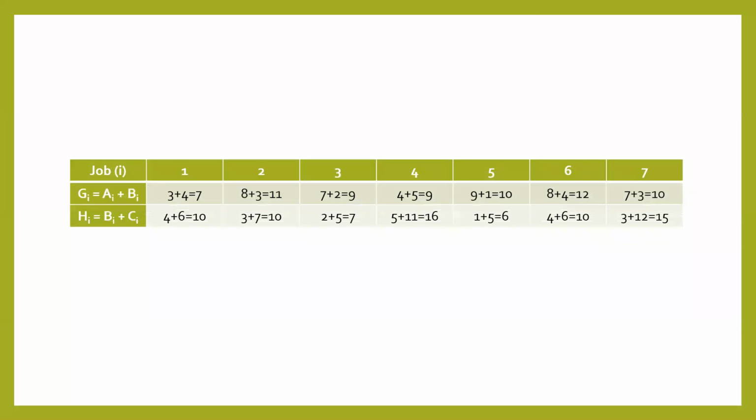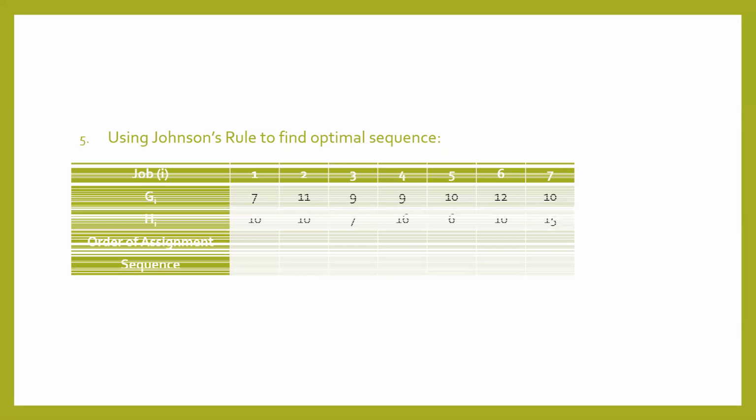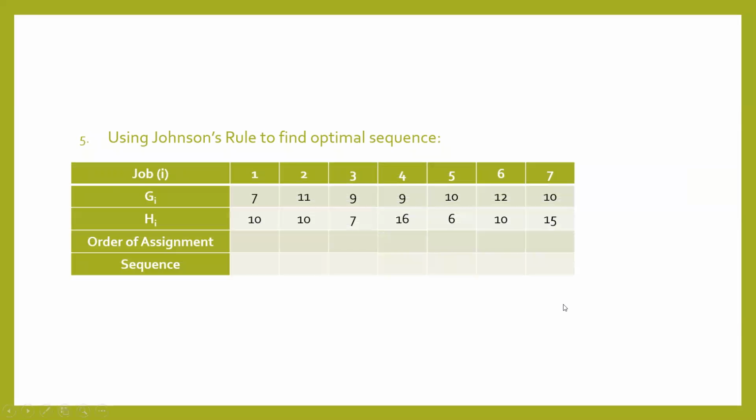Now we have the machines G and H. The formula for finding out the processing time for G would be Ai plus Bi. And for Hi, it will be Bi plus Ci. And this is what we have got. Now this can be used further. I'll create another table, and let us put it like this. So this is my new table.